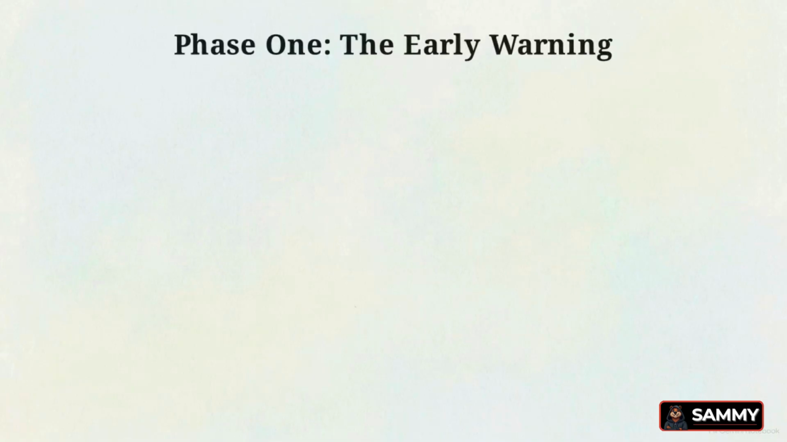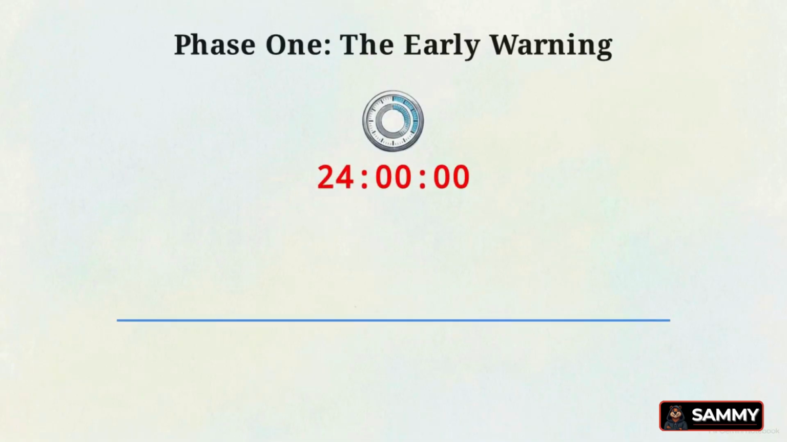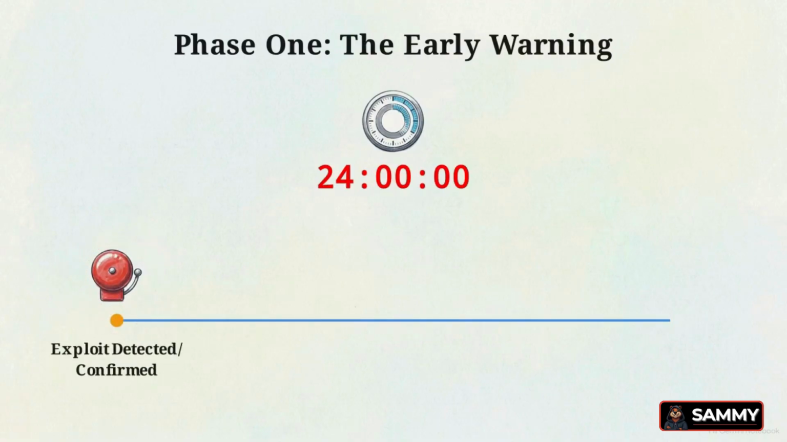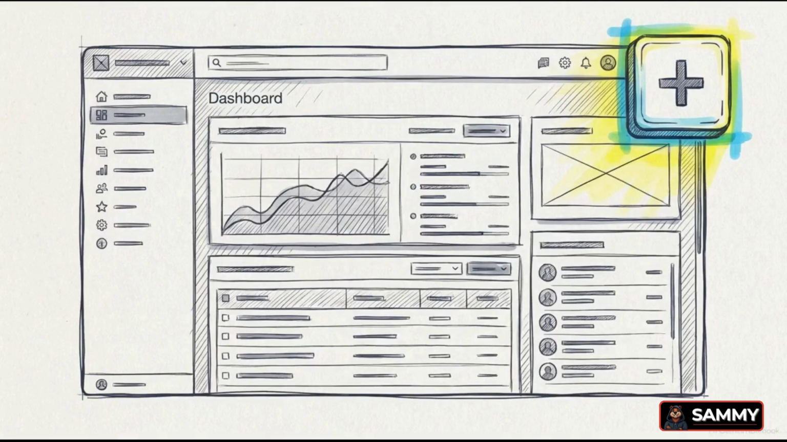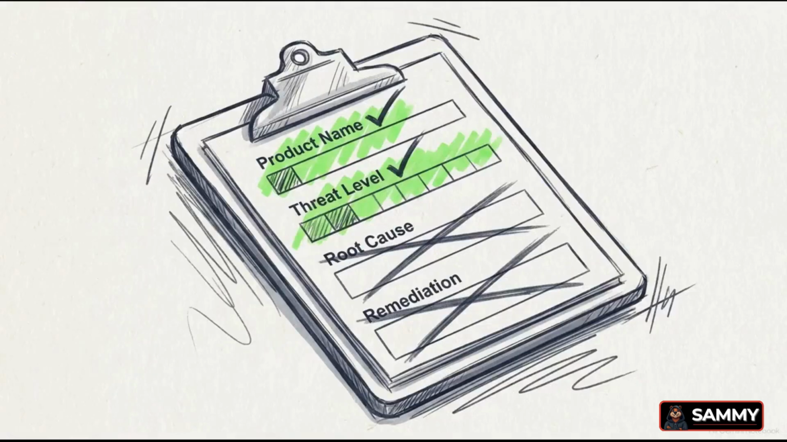With the account active, let's look at Phase 1, the early warning. The 24-hour clock begins the precise moment your team confirms credible evidence of an active exploit in the wild, not when you finally finish coding the patch. On your dashboard, click Submit New Notification to generate a single, unified case record for this incident. Fill out the baseline data fields. At this stage, you do not need to provide a technical root cause or detailed remediation steps.